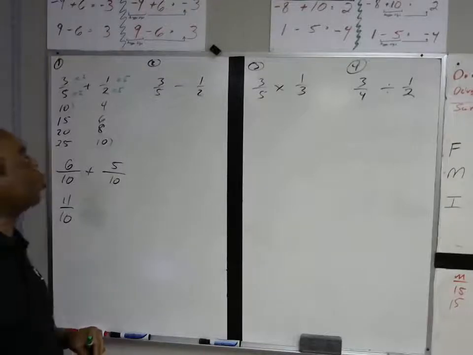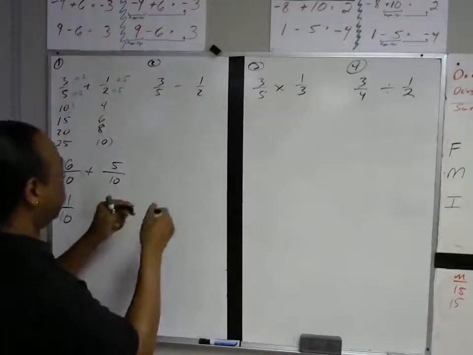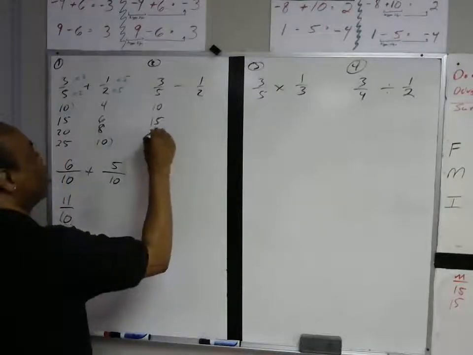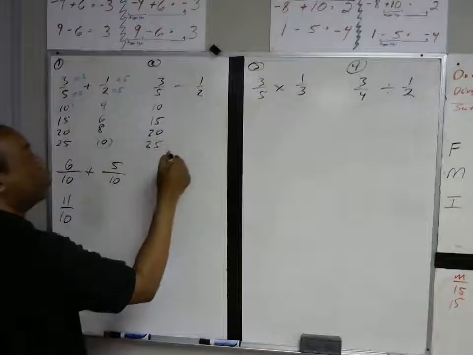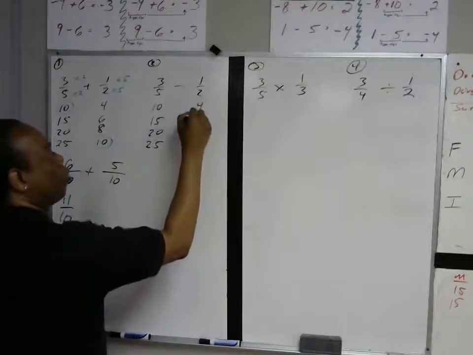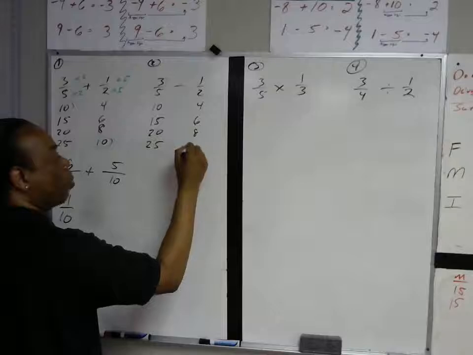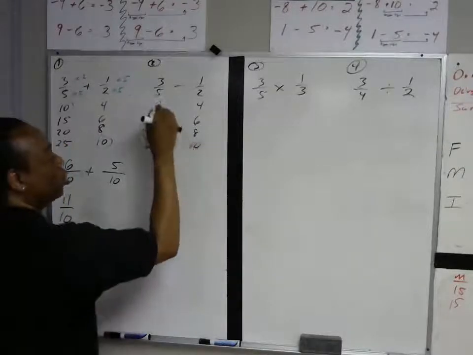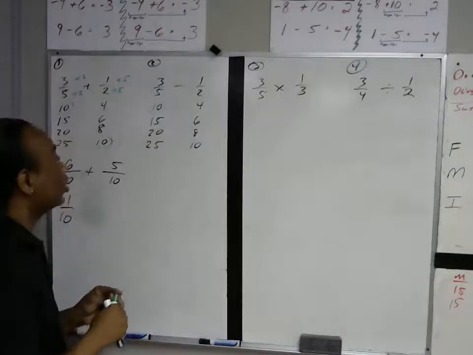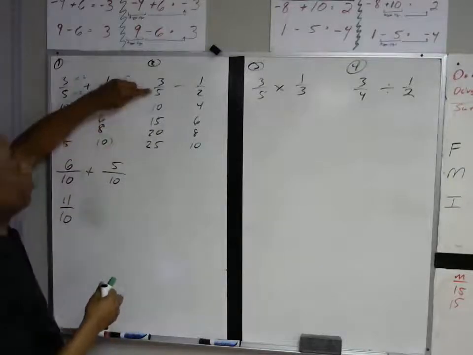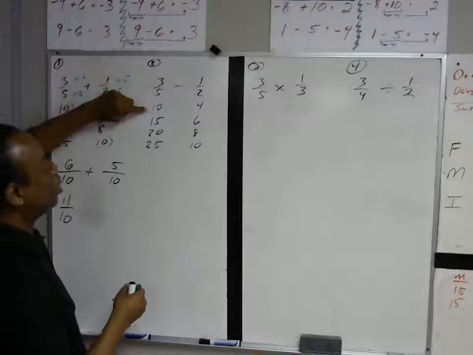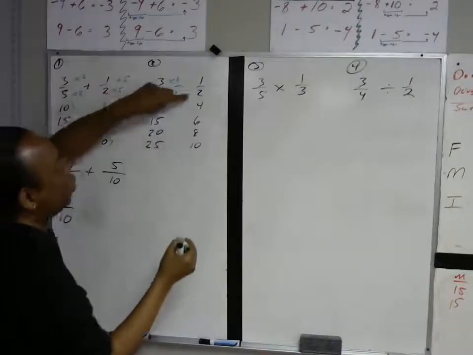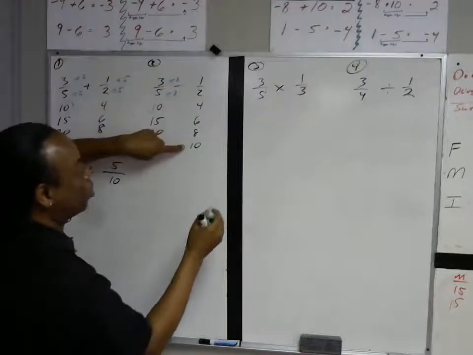Okay, number 2. The multiples of 5 are 5, 10, 15, 20, and we'll go one more, 25. The multiples of 2 are 2, 4, 6, 8, and we'll go one more, 10. Our common multiple are the 10s. Okay, so for the 5 times tables, the multiple for 10 is 2. And for the 2 times tables, the multiple for 10 is 5.